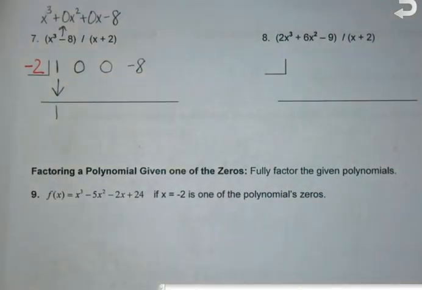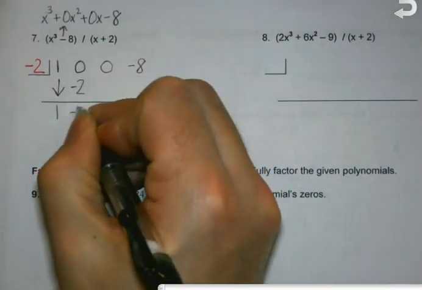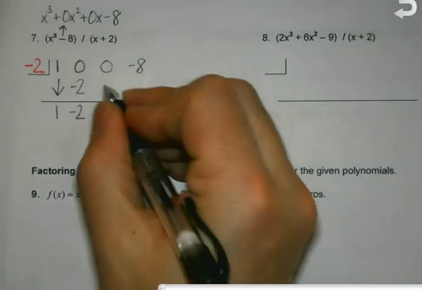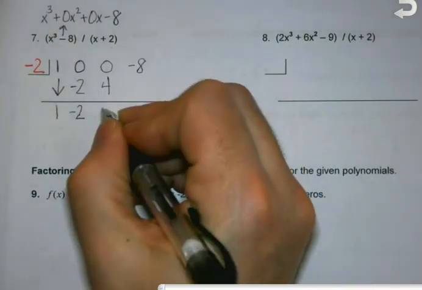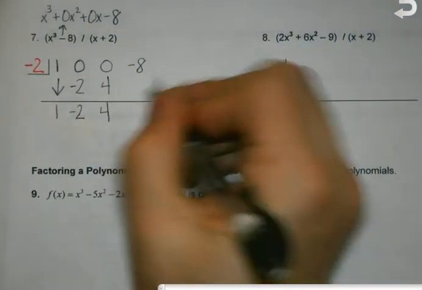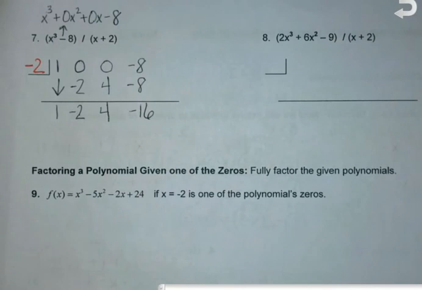Pull that first term down. 1 times -2 is -2. Add it down. Negative times negative is positive. Add down. And -8 will give me -16.